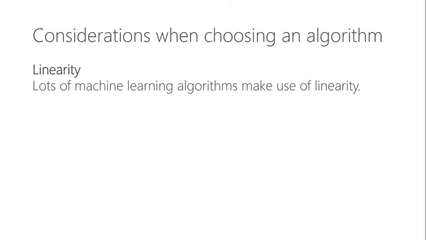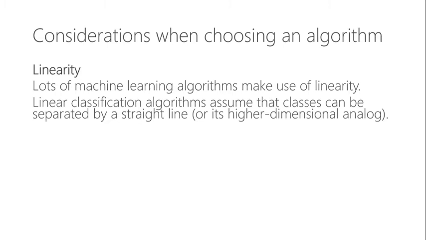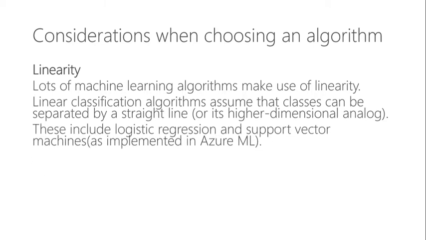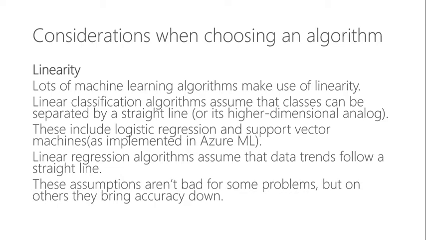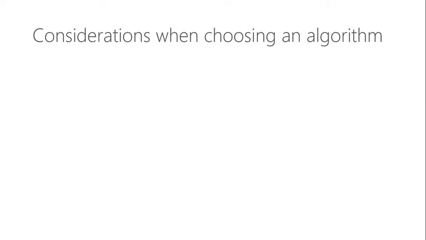Linearity. A lot of machine learning algorithms make use of linearity. Linear classification algorithms assume that classes can be separated by a straight line or its higher dimensional analog. This includes logistic regression and support vector machines. Linear regression algorithms assume that data trends follow a straight line. This assumption isn't bad for some problems, but on others it brings accuracy down.